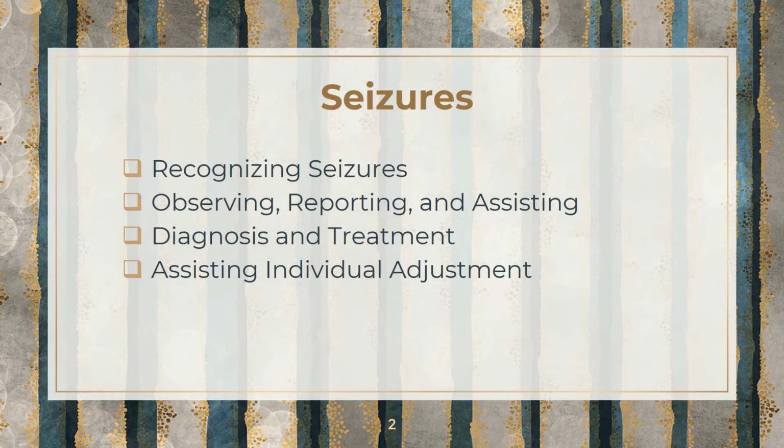The chapters covered in this module include recognizing seizures, observing, reporting, and assisting, diagnosis and treatment, and assisting with individual adjustment. Staff are responsible for providing accurate observation and documentation of seizure activity. Consistency and accuracy with observation and documentation is extremely important since it helps the medical team with diagnosing the correct type of seizure a person may be experiencing, as well as the best medications to prescribe.